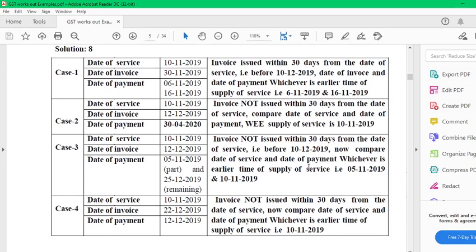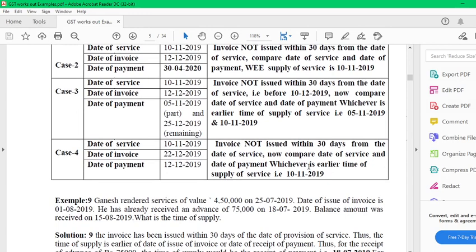Date of service is once again 10/11, invoice 12/12 once again. Payments are 5/11 and 25/12. Here there are different payments. In this case also, the invoice is issued more than 30 days later. Hence, we now compare the date of service and payment date. Here the earlier payment date, 5/11/2019, is considered as the time of supply.